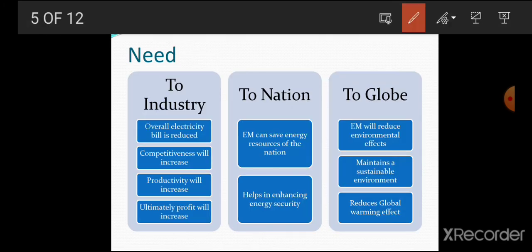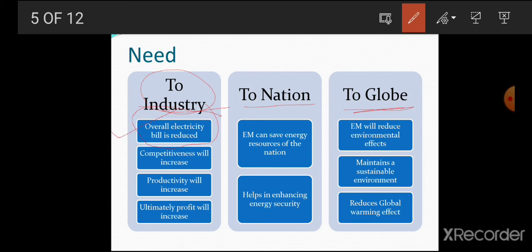We have divided the needs into three categories. First, why it is required for the industry. Second, why it is required for the nation. And third, why it is required for the globe. So for industry, we will go one by one. If energy is saved, then the overall electricity bill is reduced. That is one need that will help the industry.